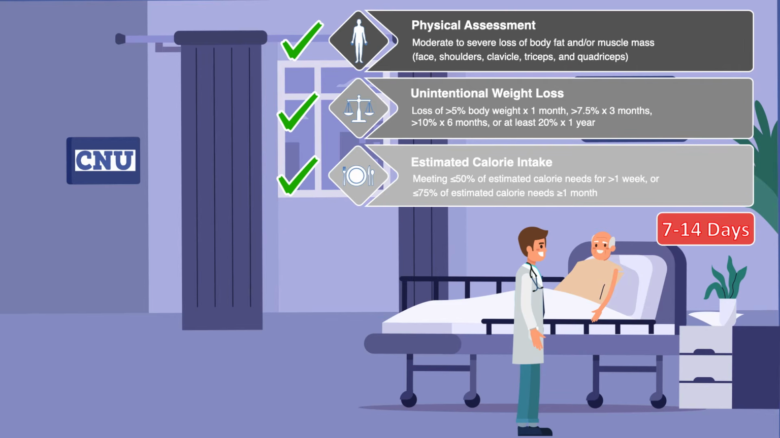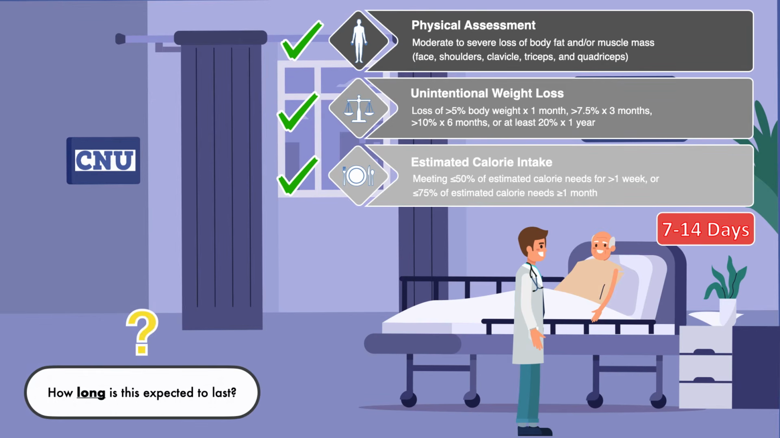Another aspect that should always be considered is the projected length of time the patient would need enteral nutrition. Ask yourself, how long is this expected to last? If there is an obvious end to the patient's inability to meet calorie needs, then perhaps enteral nutrition is not needed. Knowing this information will also be useful for determining whether a short-term or long-term feeding tube is pursued.